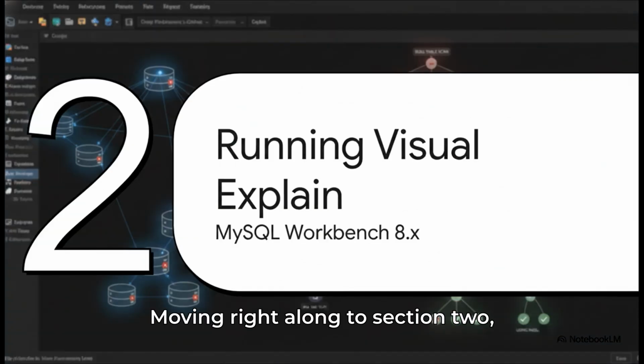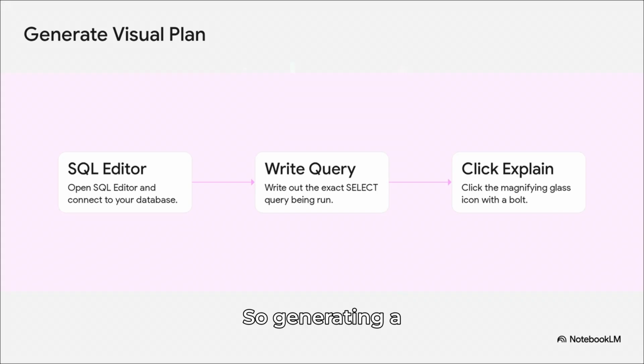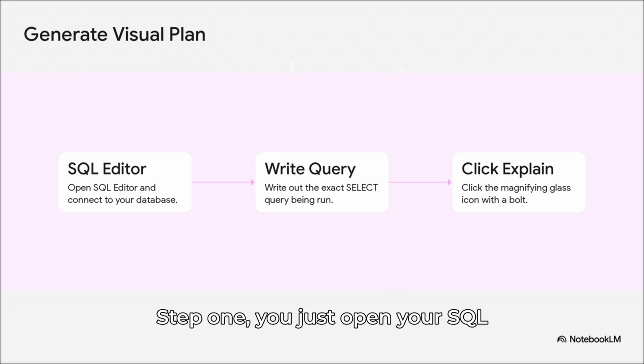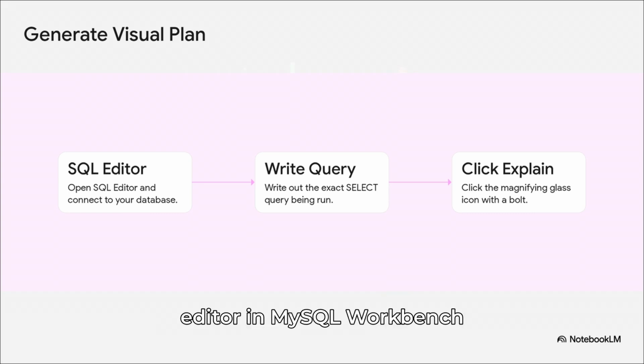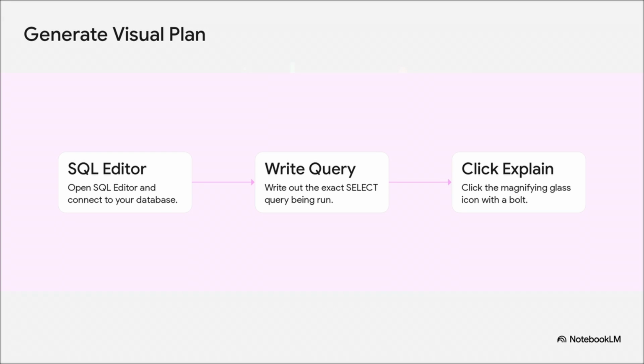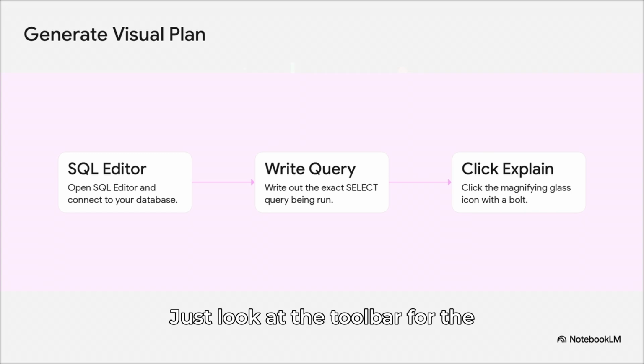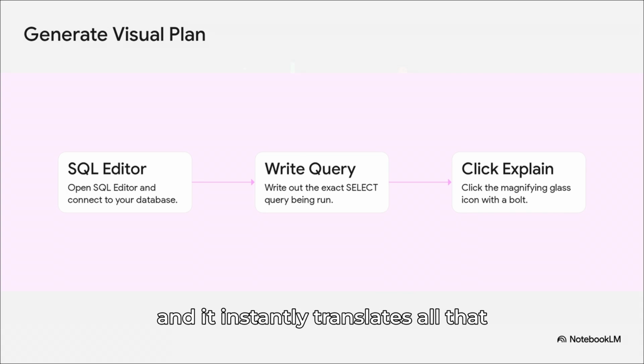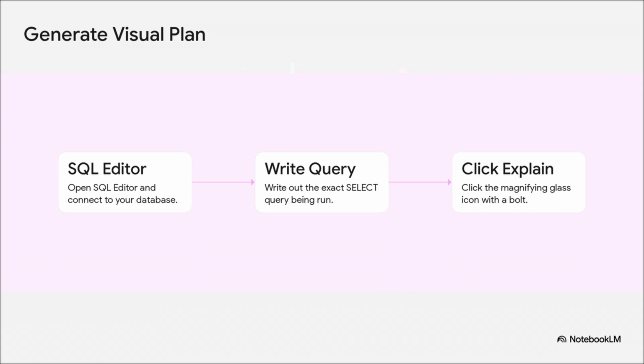Moving right along to section 2, running Visual Explain in MySQL Workbench 8.x. So generating a visual execution plan is actually incredibly straightforward. Step 1, you just open your SQL editor in MySQL Workbench and connect to your database. Step 2, write out the exact select query the application is trying to run. And step 3, this is the magic part, just look at the toolbar for the magnifying glass icon with a little lightning bolt. Clicking that runs the explain current statement command, and it instantly translates all that raw tabular query data into a really beautiful color-coded flowchart.